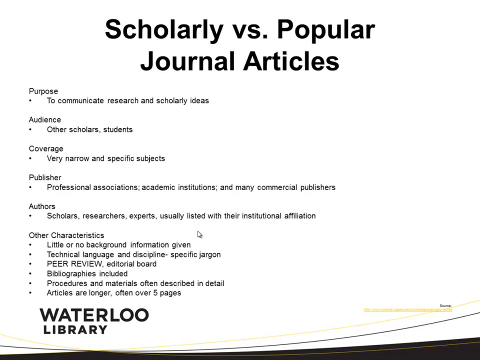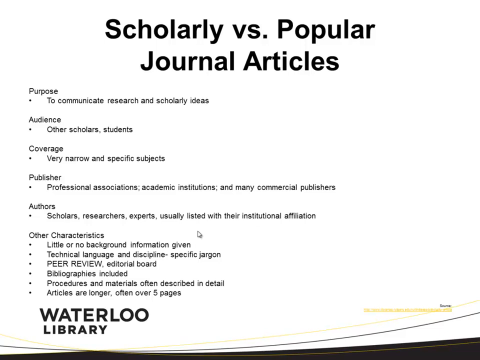I want to take a moment to talk about scholarly versus popular journal articles. Scholarly journal articles have the purpose to communicate research and scholarly ideas. Their audience is usually other scholars and students. The coverage is usually a very narrow and specific subject. The publisher is usually a professional association, academic institution, and can also include commercial publishers. The authors of scholarly journal articles are usually scholars, researchers, and experts who usually have their academic institution affiliation listed with their articles.